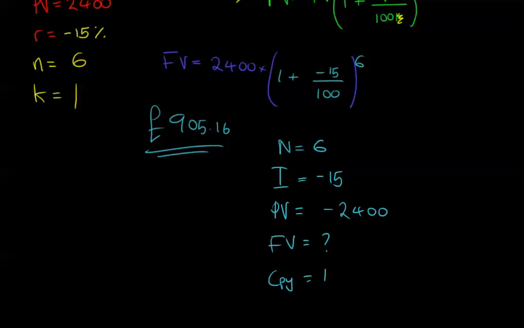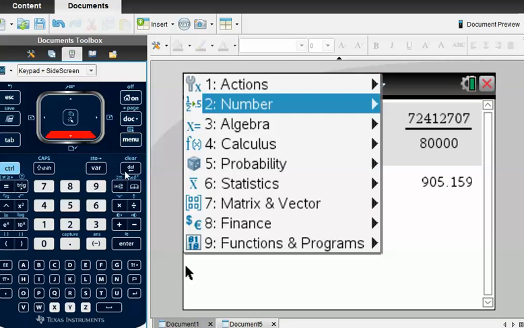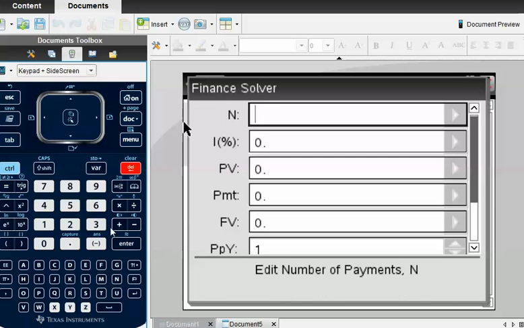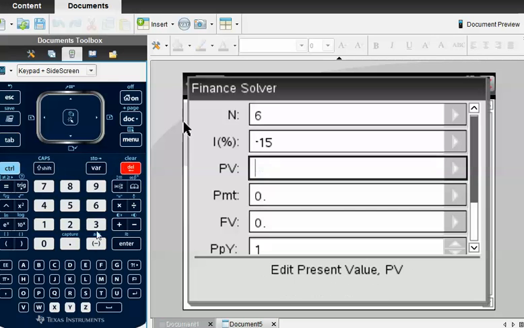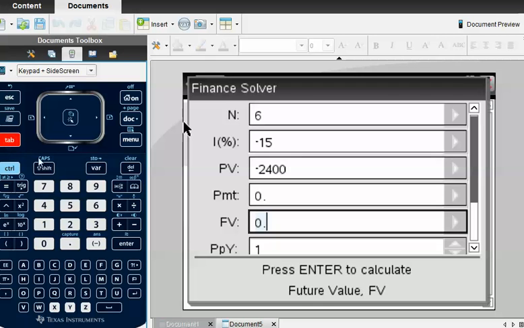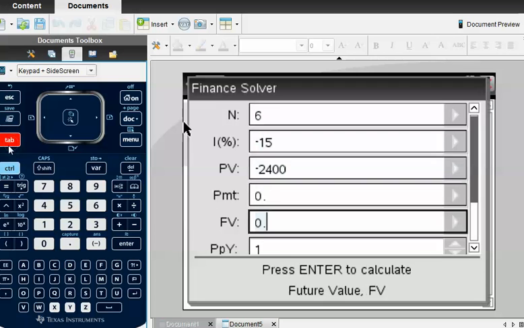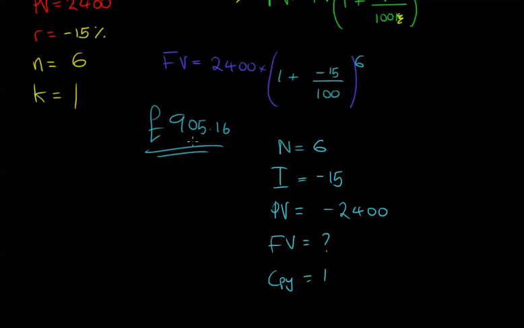So let's use the financial solver to do the same thing. Go to menu, financial solver. So 6 years, tab, and it's going to be minus 15 in there, tab. Present value is minus 2,400. And then the future value we don't know, and then we can just keep that at 1. So let's go back to the future value, press enter. And there we go, £905 and 16 pence. We get the same answer.